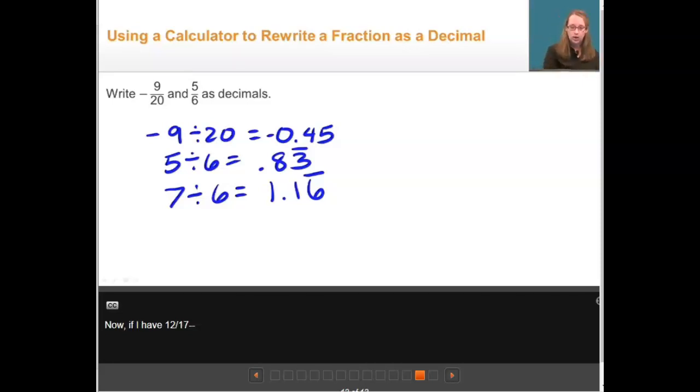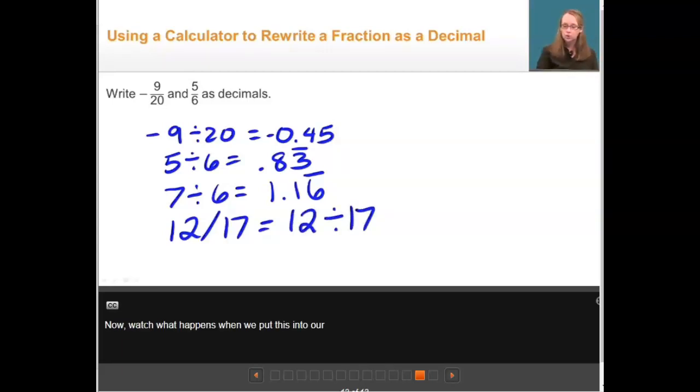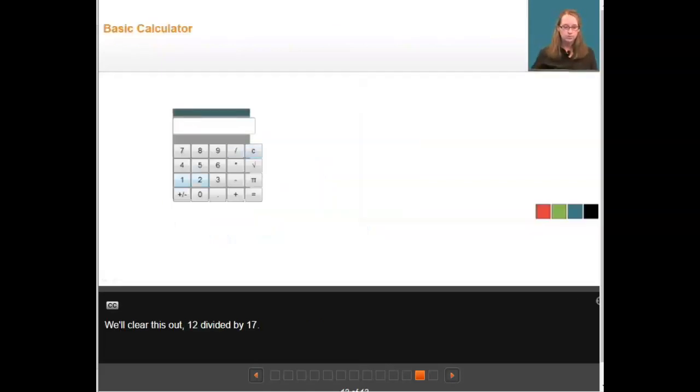Now, if I have 12/17, again, we can rewrite this as 12 divided by 17. Now watch what happens when we put this into our calculator. We'll clear this out. 12 divided by 17. Now here we get a decimal that doesn't seem to end or repeat. However, because it's a fraction, we know it's a rational number. So therefore we know that eventually it must end or repeat.